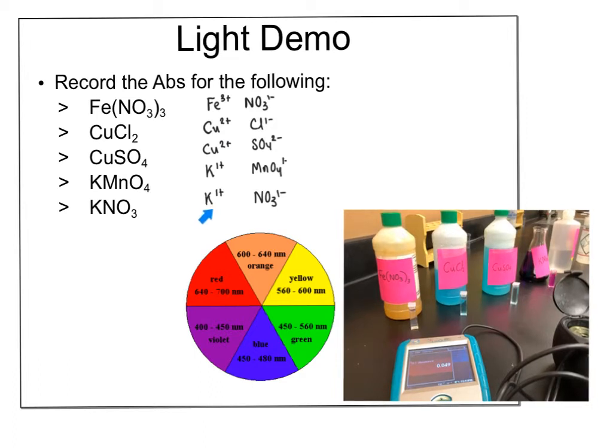KNO3 was clear, and so that tells me that these potassiums are probably clear. So the MnO4- must have been the color. So it's not just positively charged metals that can produce color. MnO4- is typically purple. And then notice that when we had a clear solution, we didn't get any absorbance. So just something to keep in mind that Beer's law and everything we've been working on only works if things have color, because those molecules that produce color are also the molecules that are absorbing the light.